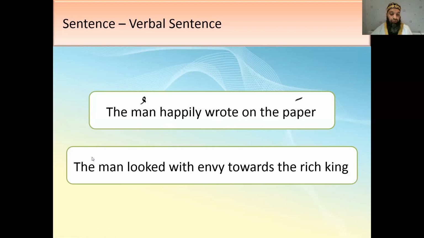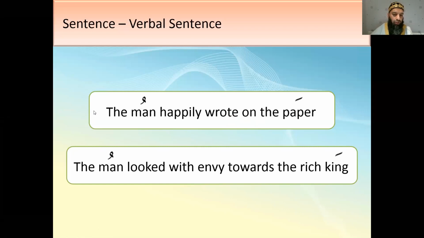The man looked with envy towards the rich king. So what's the verb? Looked. So who's marfu there? The doer. Who's the doer? The man. Man is marfu. And where's the maf'ul bihi? Where's the thing that the verb is done to? King. Yes, king. Not rich, because rich is just describing the king. It's the king that's the one who the man is looking at. Yeah, good.